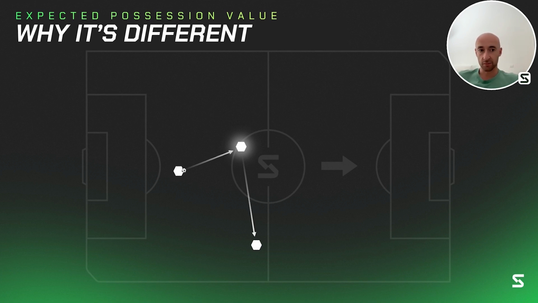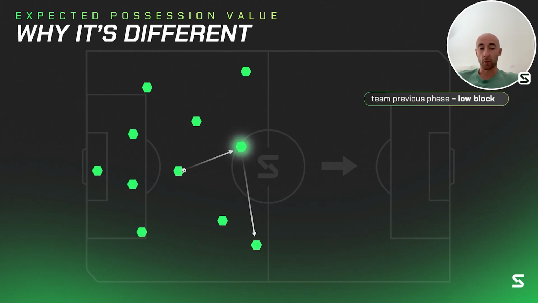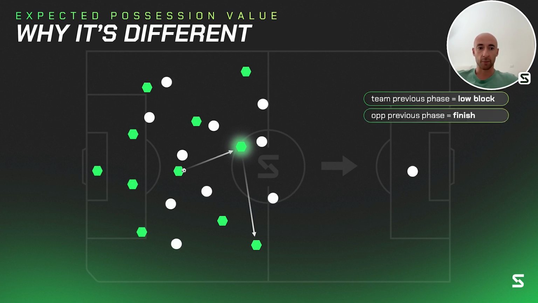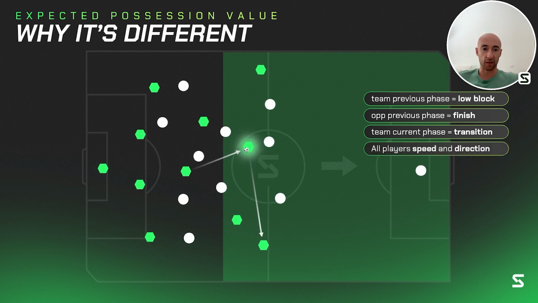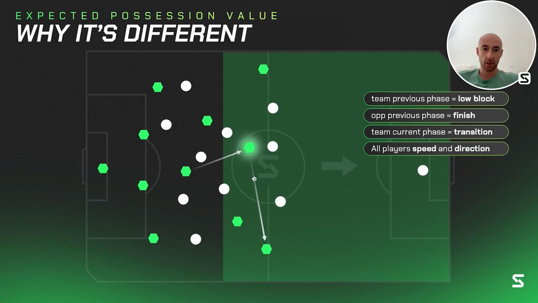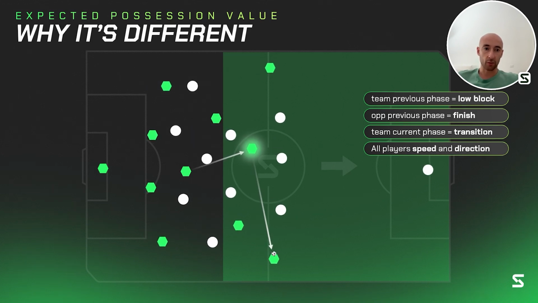So from this static image, we move into a real game scenario. For example, we know that before regaining the ball, our team was sitting in a low block and the opposition was managing the tempo in the final third, in a finish phase. After the regain, we are allowed to run in transition, and again, we move from the purely static image into a dynamic and continuous stream of information, capturing all of the players' speed and direction. This allows our model to understand that we are in a really dangerous situation.